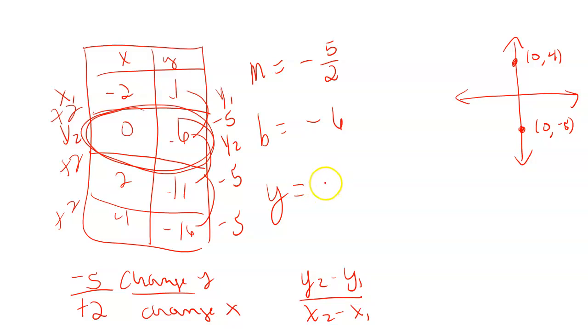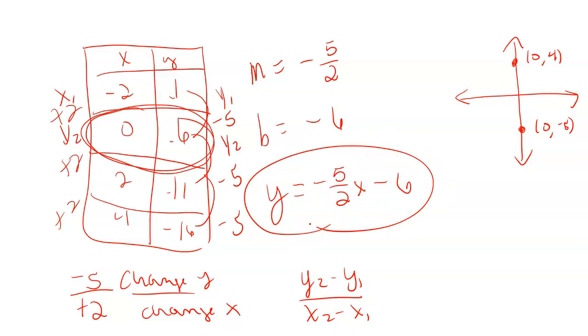Then I plug it in. Y equals -5 over 2x. Yes, you must have the x. And then -6. Okay, so that's one type of function that I could deal with.